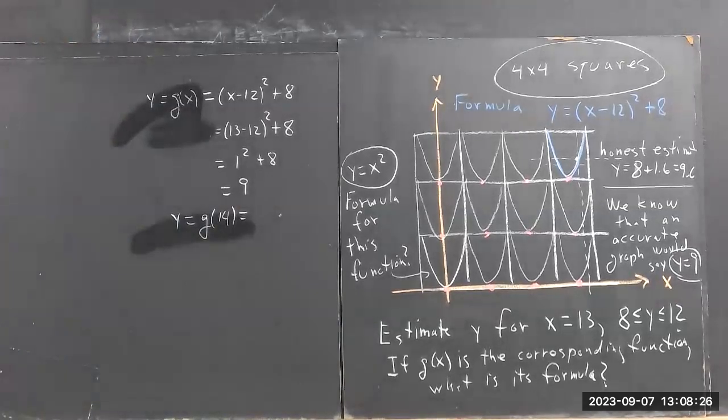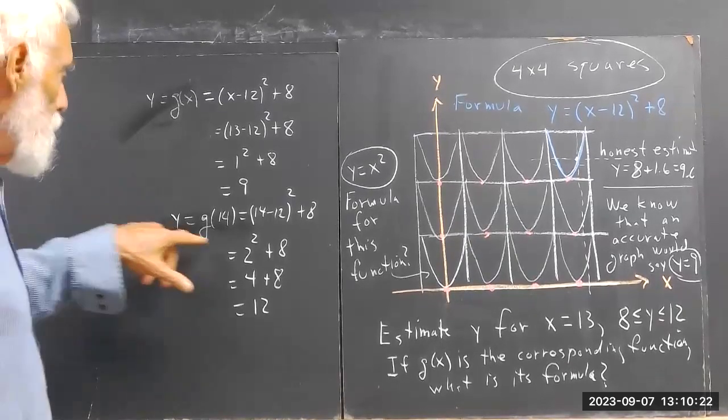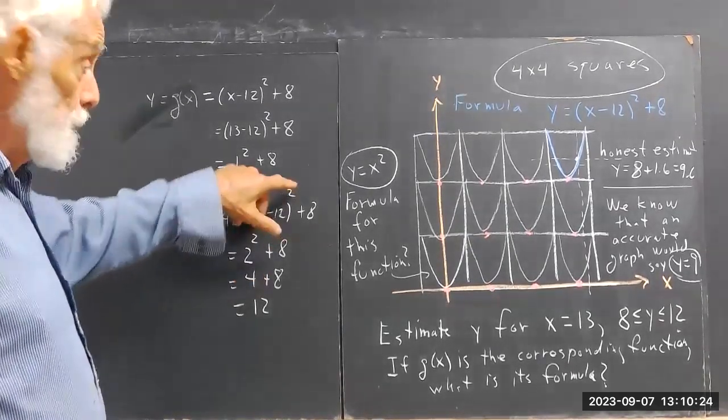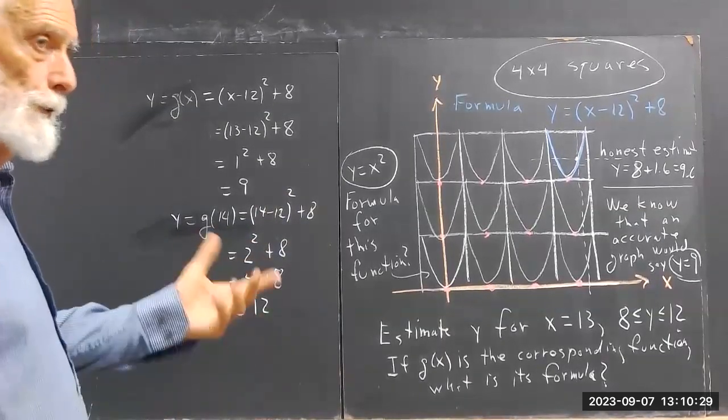And think about what you get. Say it again, okay. y equals g of 14, 14 minus 12, quantity squared plus 8, 2 squared plus 8, 4 plus 8, 4. What's the significance?